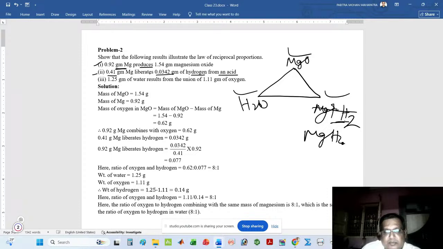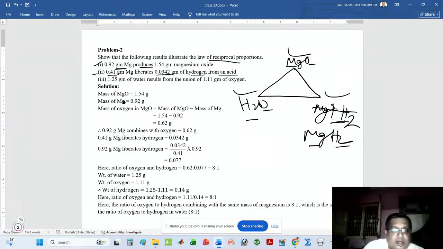If you think about magnesium and hydrogen, look at that, here magnesium is given, here magnesium is given, here hydrogen is given, here hydrogen is given. Here oxygen is given, here oxygen is given. Any two compounds have at least one element that is the same. So for proving the law of reciprocal proportion, it is highly necessary to solve as per the definition.